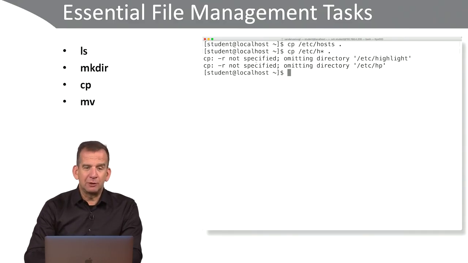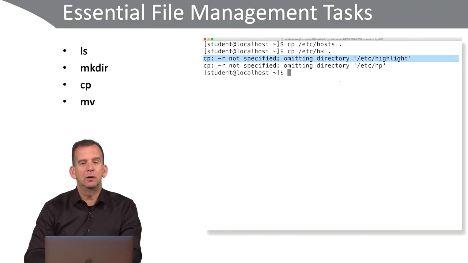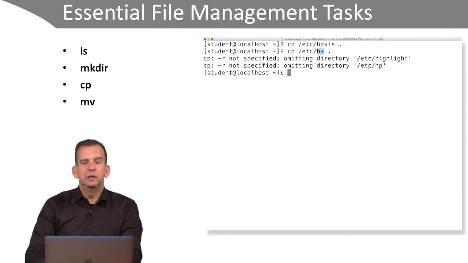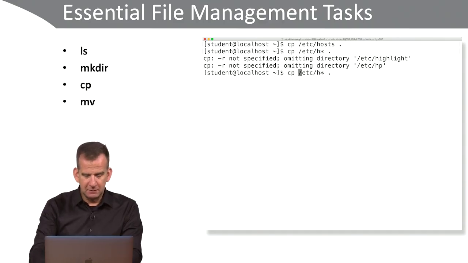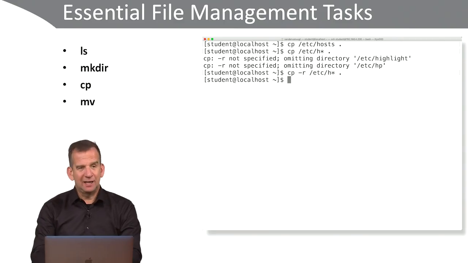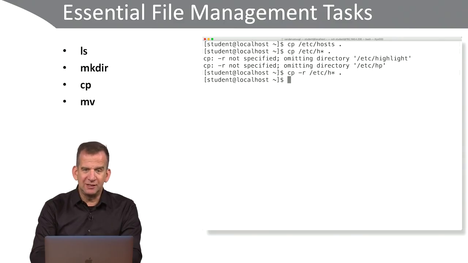You can see two error messages here. cp -r not specified, omitting directory /etc/highlight. Now, why do we see this message? We see this message because the cp command has found two items that have a name starting with an H, which are not files. And if you want to copy directories including their contents, you need the -r option. So I can do that again, cp -r /etc/h* to dot. And that will copy the directory, including the contents of the directory as well. This -r option stands for recursive. It's an option that we are going to see in several commands.